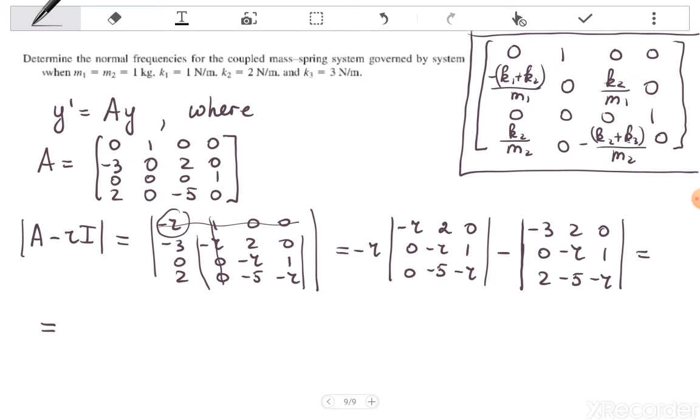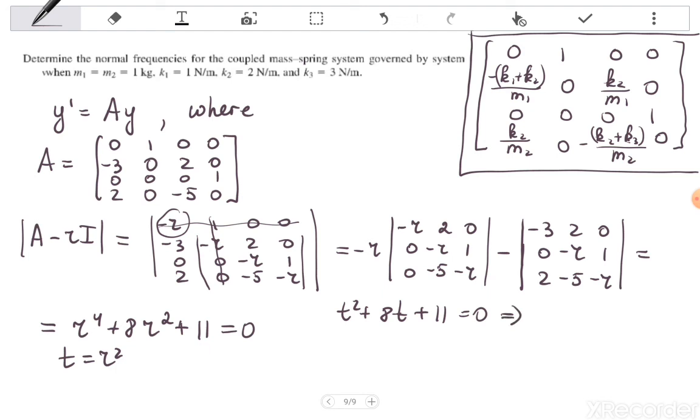And of course we'll get an equation of degree 4. And if you expand this, you can check that this is r to the 4 plus 8 r squared plus 11. This must be 0. So we must solve this equation to find the eigenvalues. So this is just a quite standard thing. We replace, let's say, t is r squared, and first solve t squared plus 8t plus 11 equal to 0. And in this one we'll get t1, t2 is minus 8 plus minus square root of 64 minus 44. 64 minus 44 is 20.